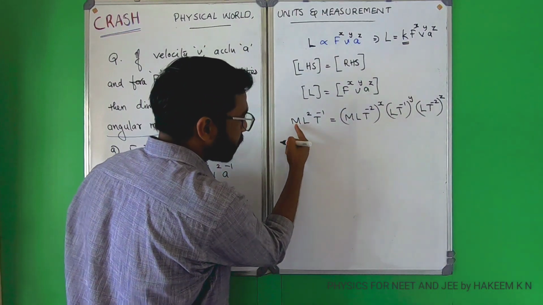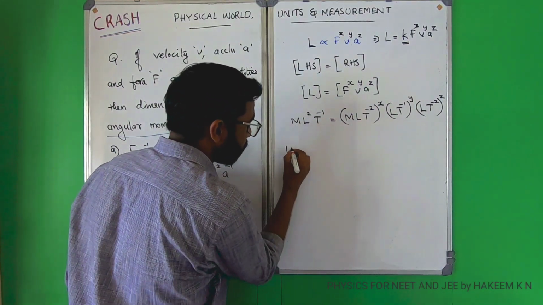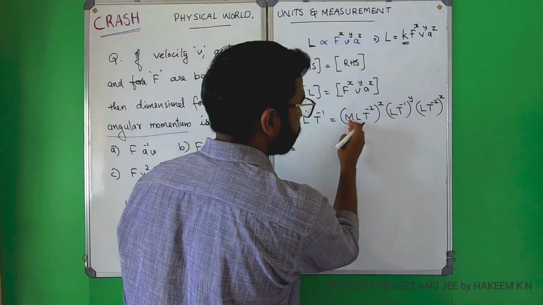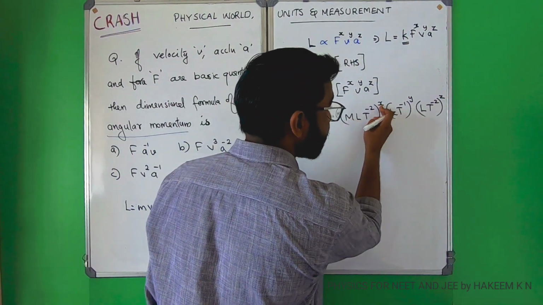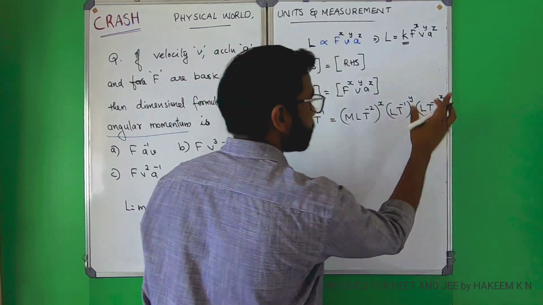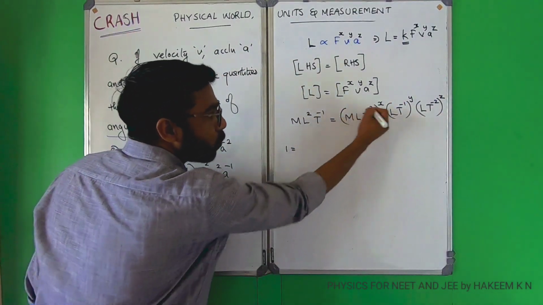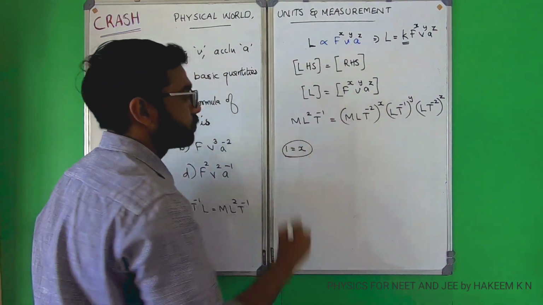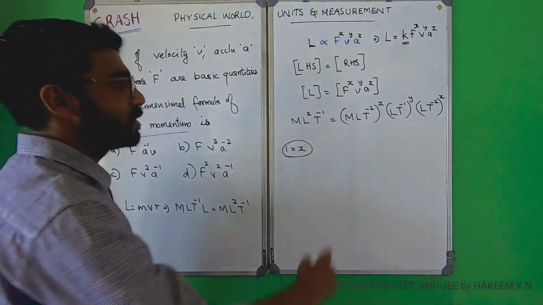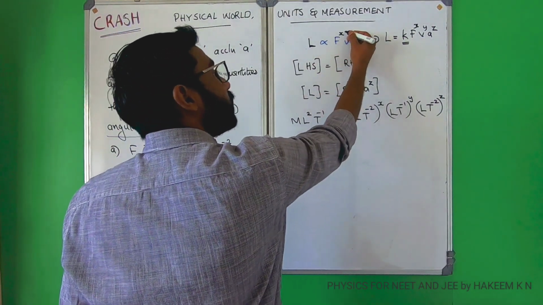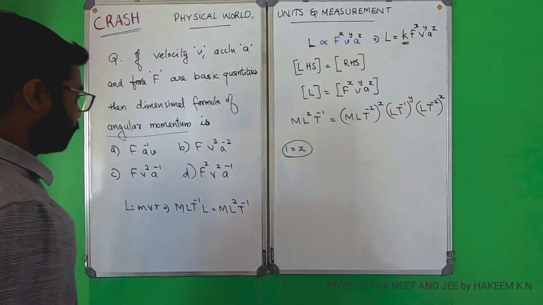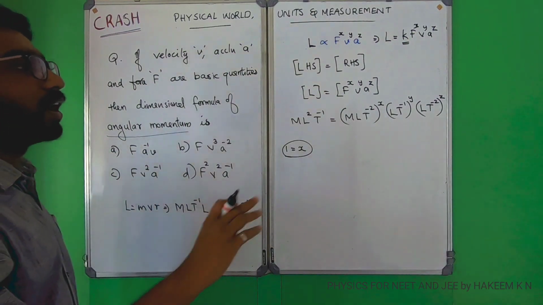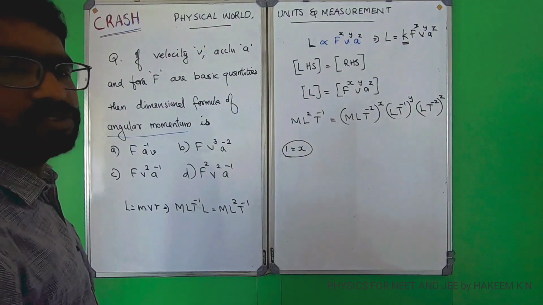Here the mass power is 1. So from here we will get 1 equal to x, because mass appears only in force; in the other two there is no mass. So 1 equal to x when comparing powers of mass. So F power 1 should come in the answer. Three options are there, A, B, C, so we have to take the next.